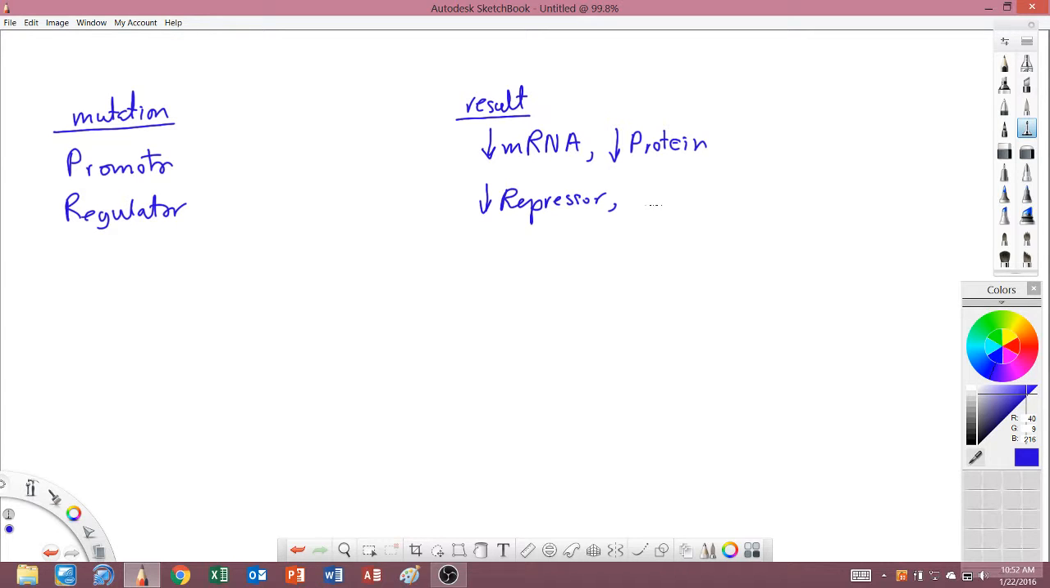There's other mutation, so you can have mutation where the activity of something is decreased, and you can have other mutation where you cannot produce a product at all, or decrease product. Does it make sense? Yeah. So regulator mutation will lead to decrease in repressor. What will happen to mRNA? Very good. So the end result is increased transcription, increase in mRNA, and increase in protein synthesis or product. Right? Okay.